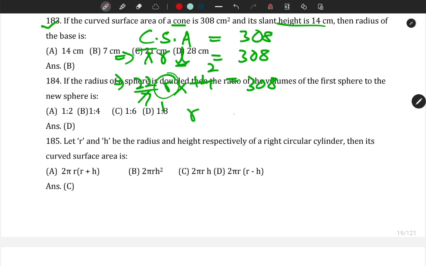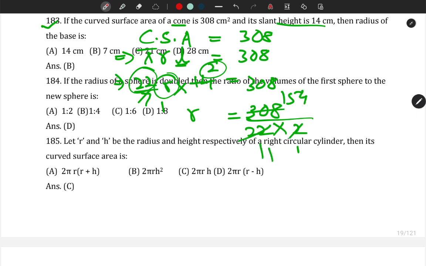Let's keep this radius here. We have 308 divided by this 22 into this 2. Then cancel, 2 ones are 2, 2 1s are 2, 2 5s are 10, 2 4s are 8, 2 11s are 22, 2 7s are 14, 2 7s 14, 11 7s 77. So the radius is 7 centimeter.